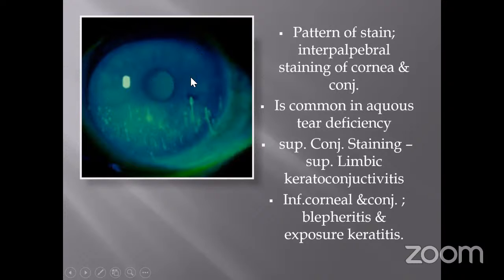fluorescein. When there is interpalpebral staining, in aqueous tear deficiency, usually interpalpebral staining of the cornea and conjunctiva is common in aqueous tear deficiency.